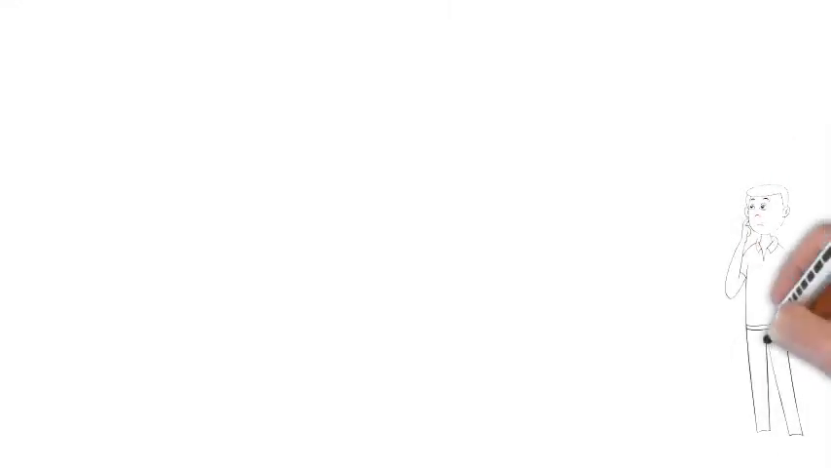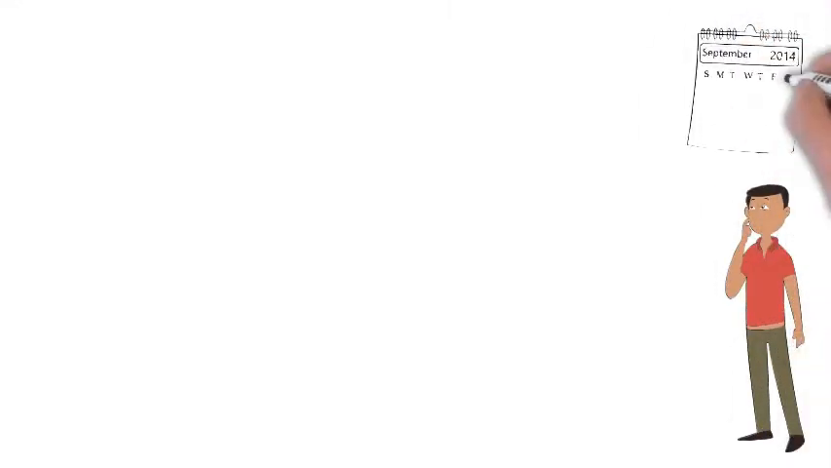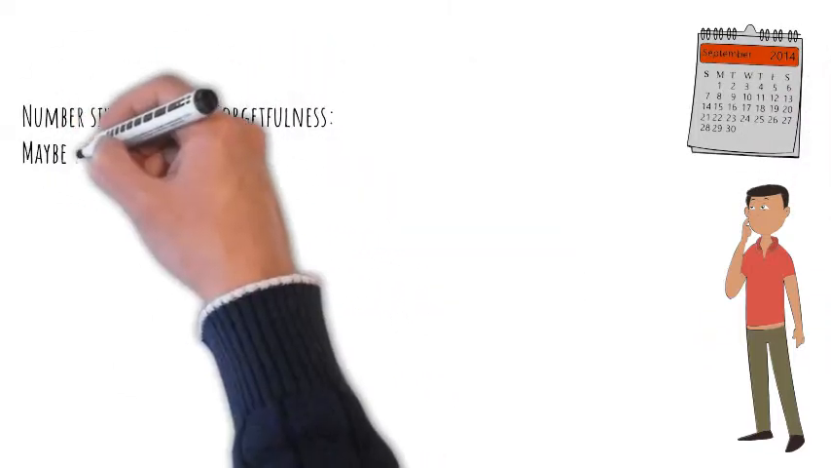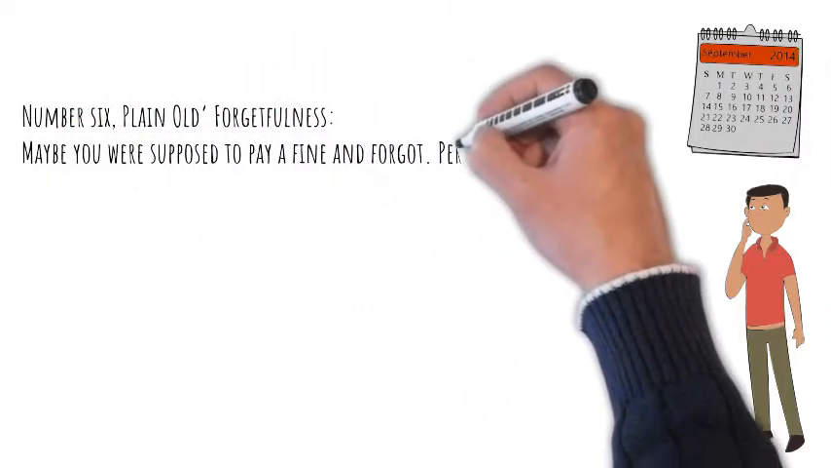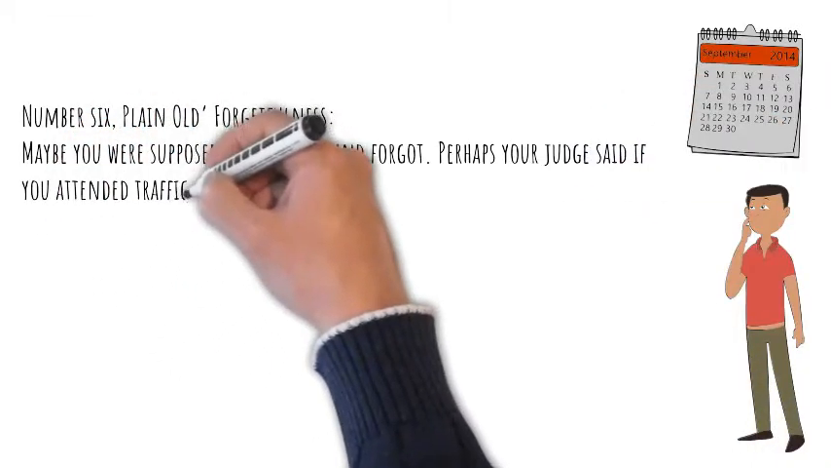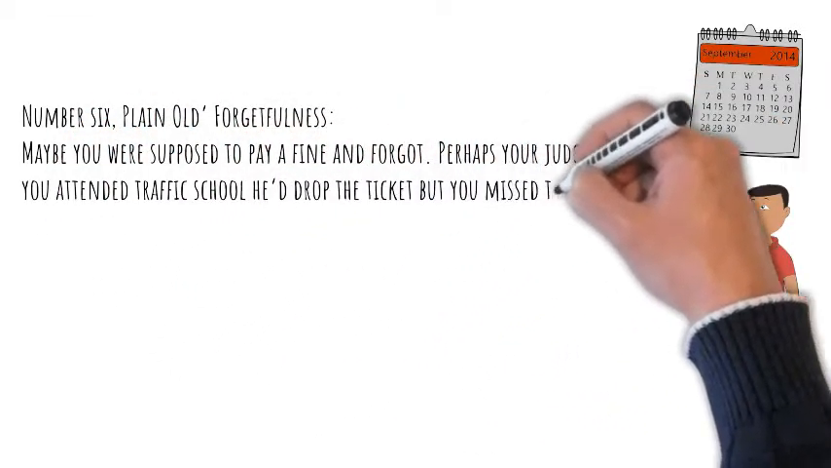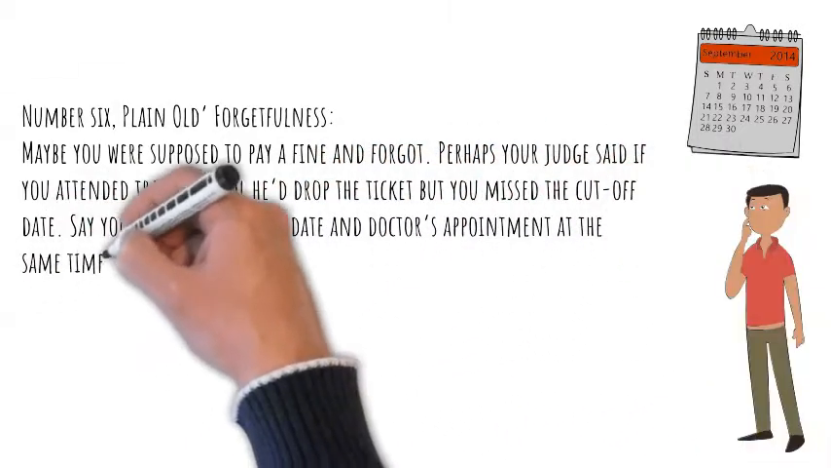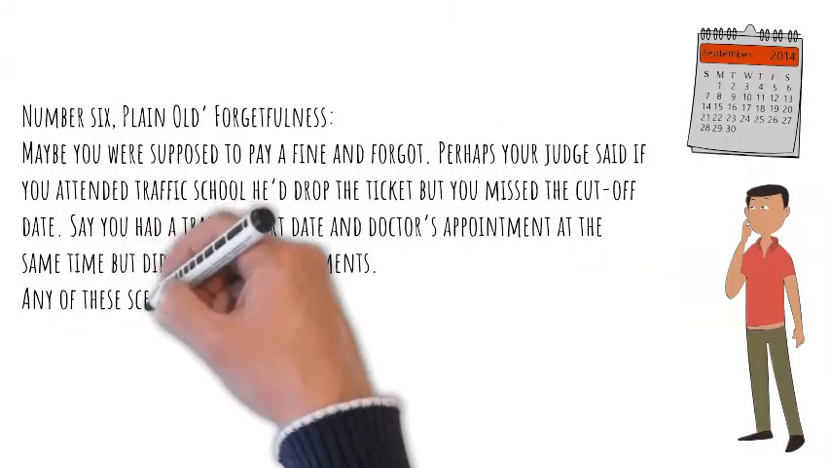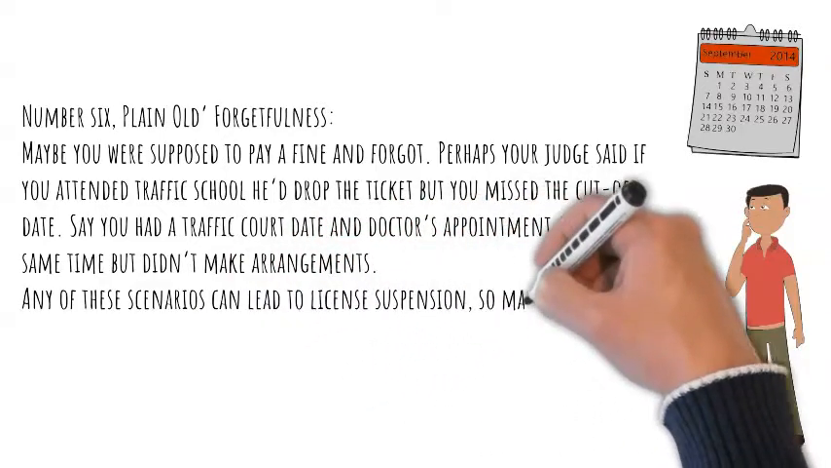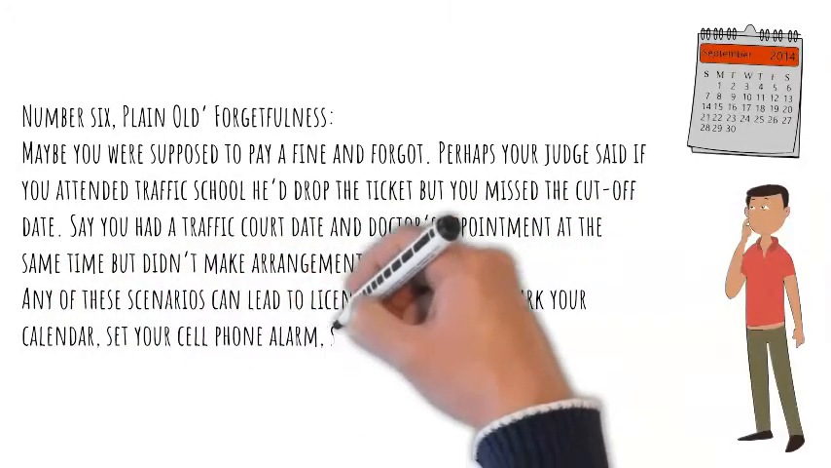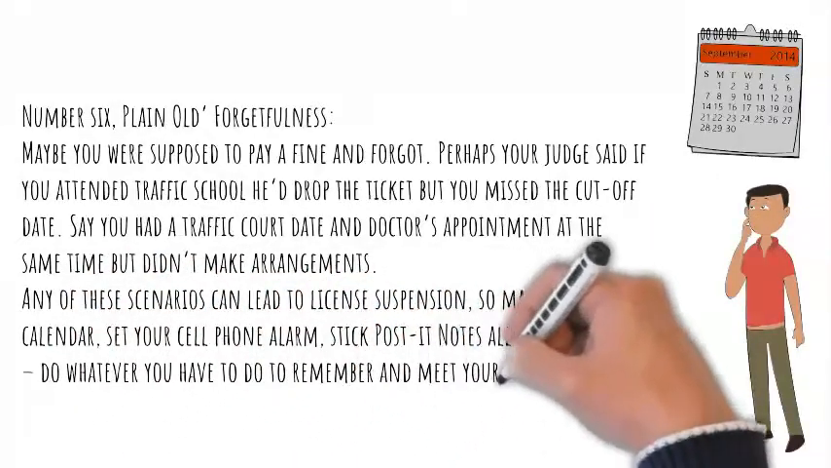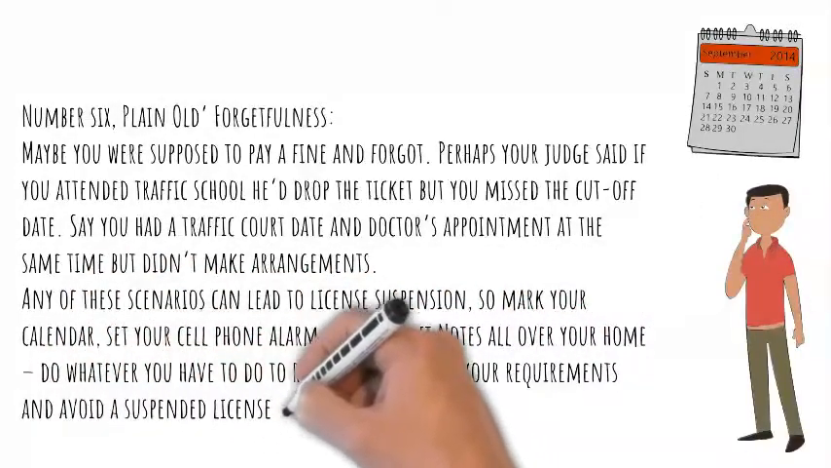Number 6. Plain old forgetfulness. Maybe you were supposed to pay a fine and forgot. Perhaps your judge said if you attended traffic school he'd drop the ticket but you missed the cutoff date. Say you had a traffic court date and doctor's appointment at the same time but didn't make arrangements. Any of these scenarios can lead to license suspension, so mark your calendar, set your cell phone alarm, stick post-it notes all over your home, do whatever you have to do to remember and meet your requirements and avoid a suspended license and the reinstate license process.